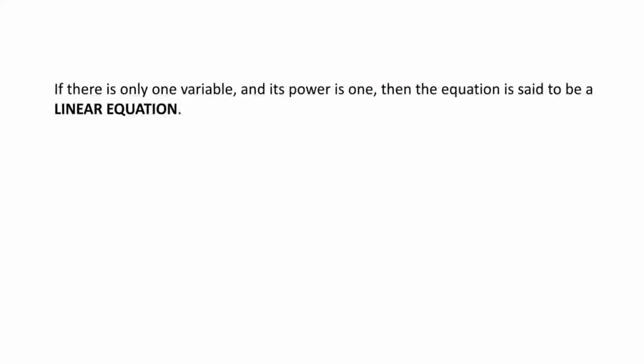So we can say that if there is only one variable and its power is 1, then the equation is said to be a linear equation. For example, over here only x is there, which means its power is 1, and over here also it is 2x, so x has only the power 1. So in this kind of equation where the variable has the power 1, the equation is called a linear equation.